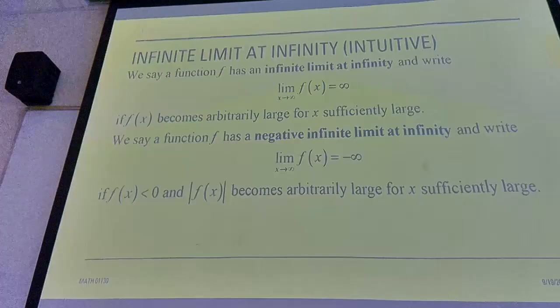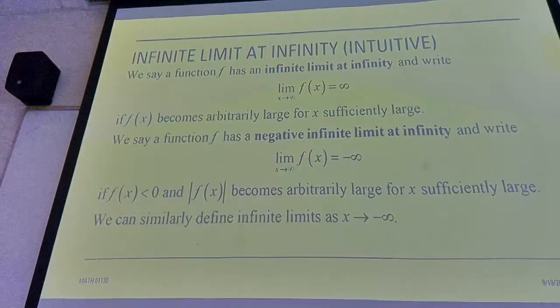Similarly, for a negative infinite limit at infinity. If your function's decreasing without bound, so your f of x becomes arbitrarily large in the negative direction as x becomes sufficiently large, that would be a negative infinite limit at infinity. And you'd write the limit as x approaches infinity of f of x is negative infinity. And there are similar definitions for x approaching minus infinity.